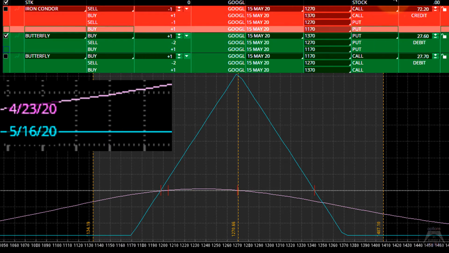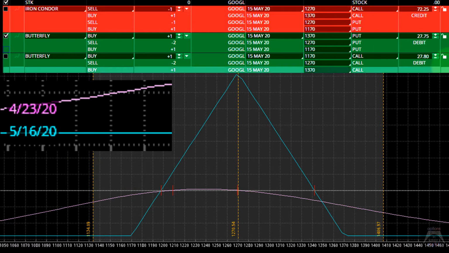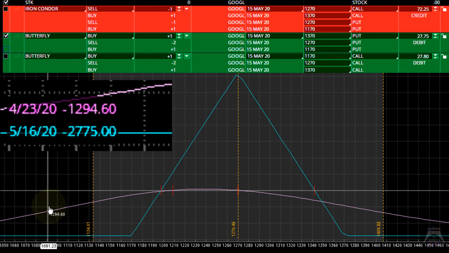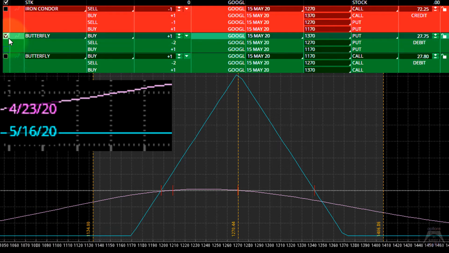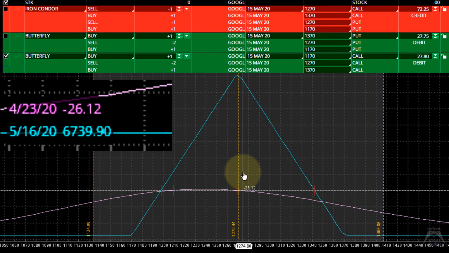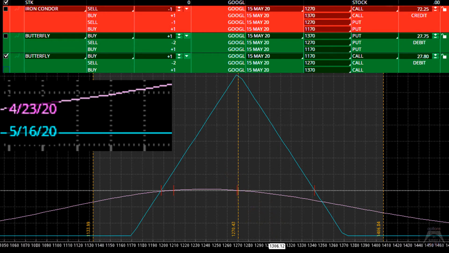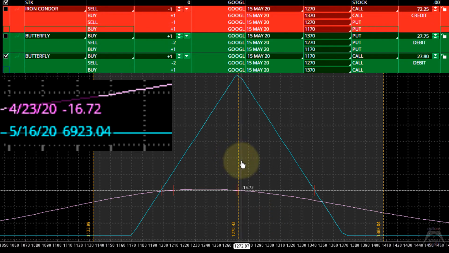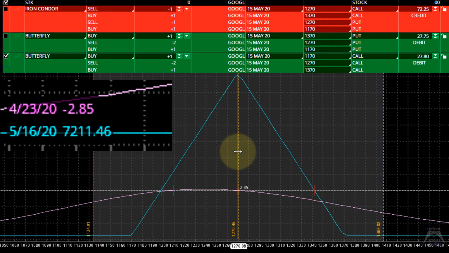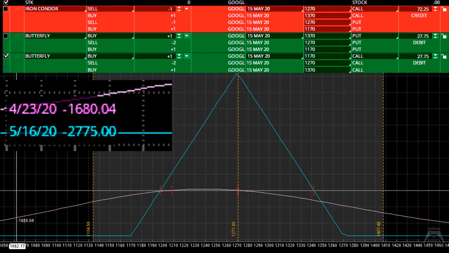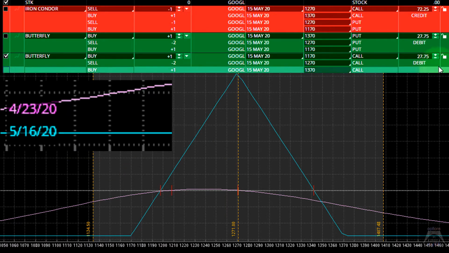So 7245, and the max loss is going to be what you paid for it, $2,775 right here. Now if you look at the put and the call butterfly, it's the same thing. If you pin the short strikes, then you're going to have a value of 7220 in this case, which is very close to this. And the max loss is going to be 2775, which is what you paid for it.